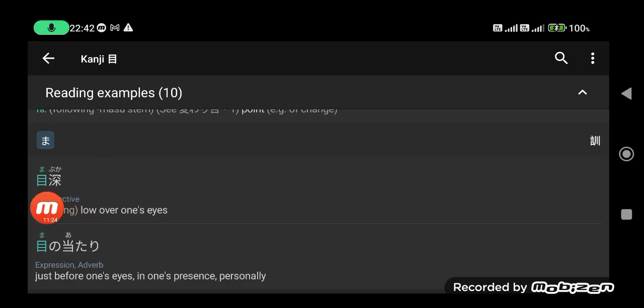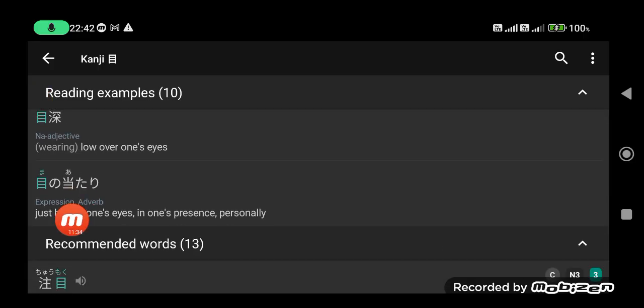Mabuka. Or low over one's eyes. Mabuka. And could be mano atari. Mano atari means just before one's eyes. Mano atari.